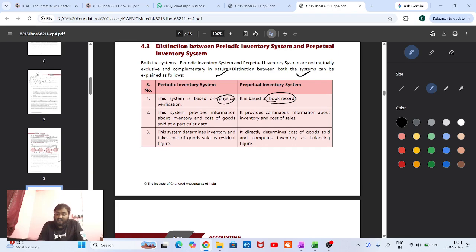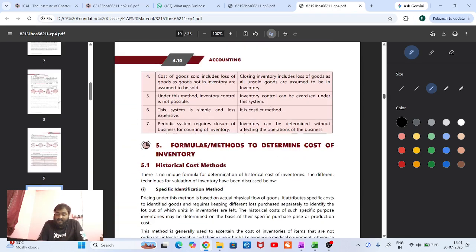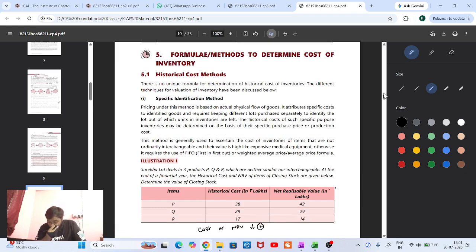Differences. These are the differences you read on your own, we will cover in theory portion. Historic cost methods, specific identification method. Under this method, the actual flow is based on actual flow of goods. It attributes specific cost to identified goods and requires keeping different lots purchased separately to identify a lot out of which units in inventories are left. Anyways, keep this.